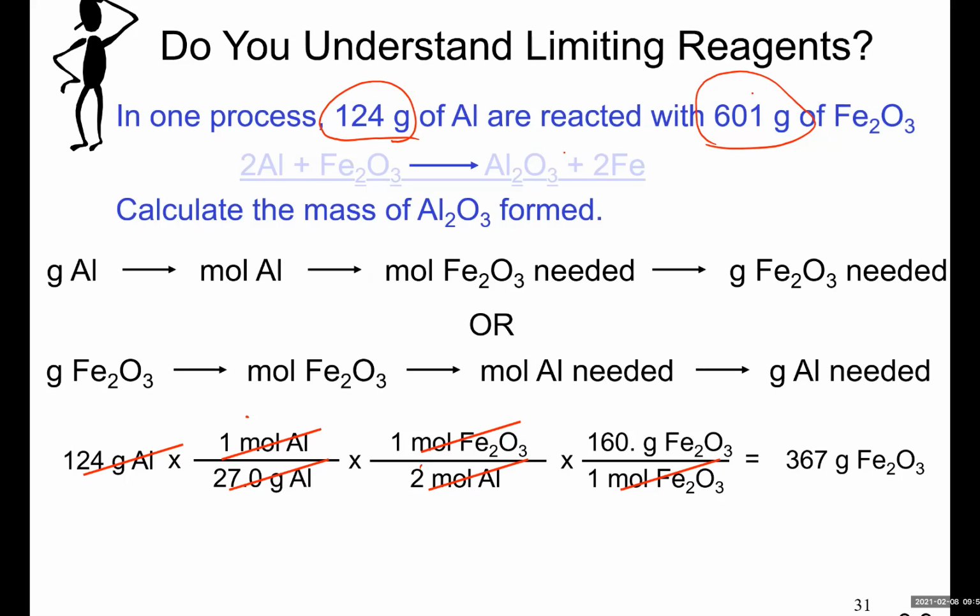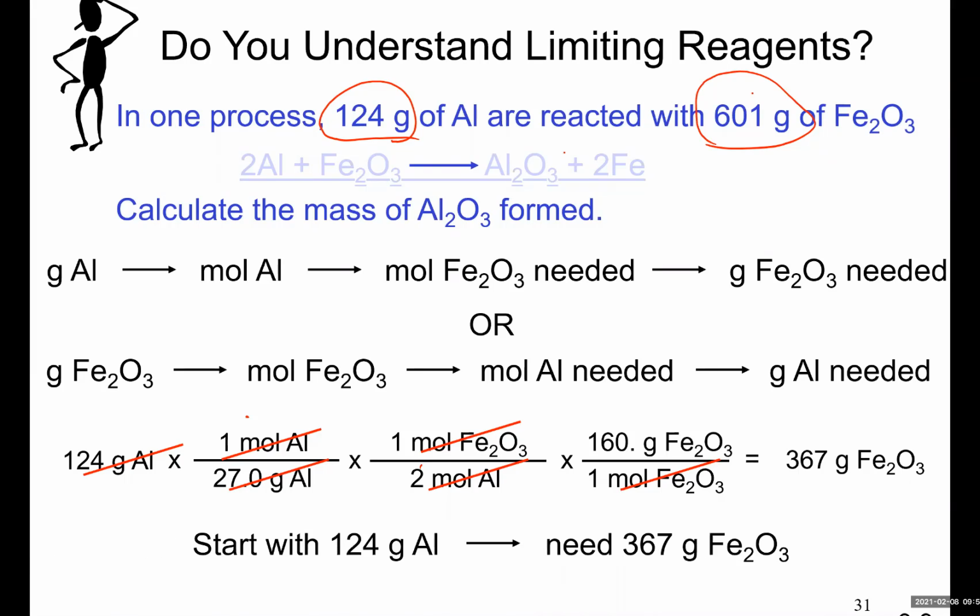So we have excess Fe2O3. Yes. That means we don't have enough aluminum. That is the limiting reagent. So if I want to solve this problem, I have to base my calculation on the amount of Al. So now I know what to do.